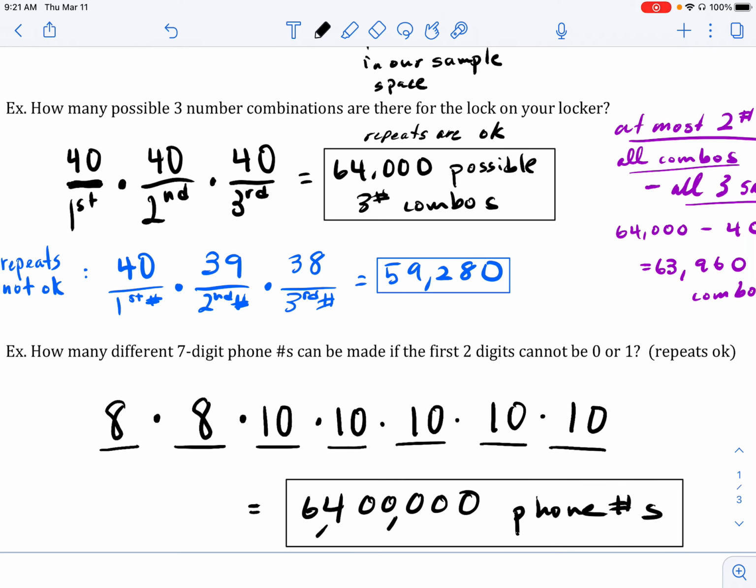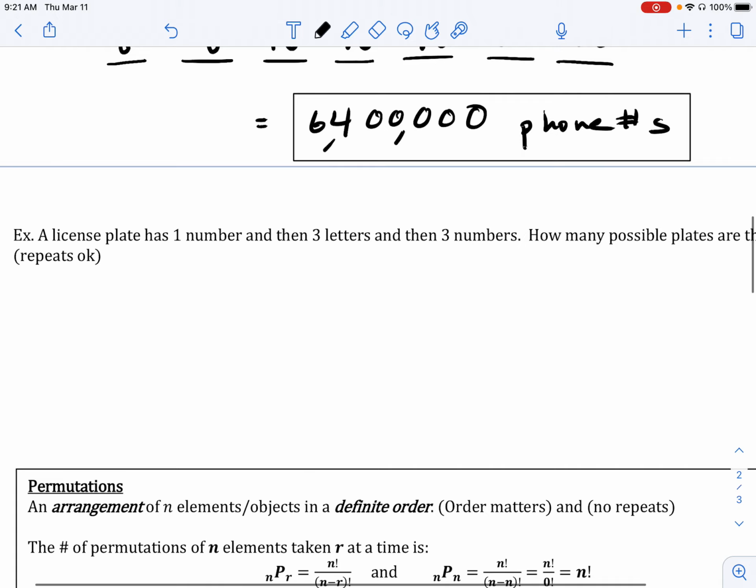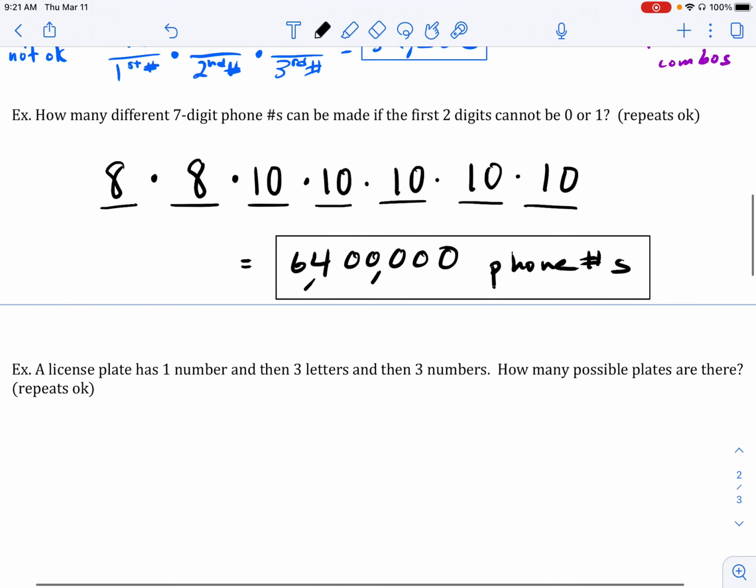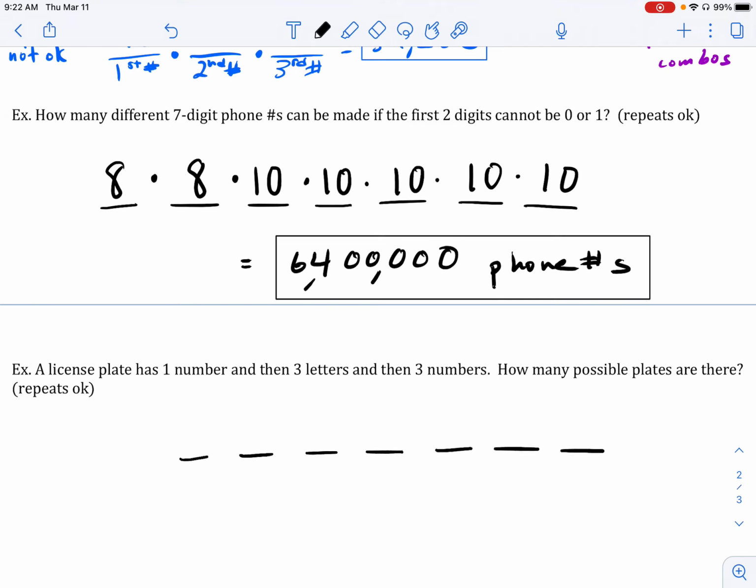Okay, let's try one more example before we start talking about permutations. Let's look at a license plate, and it has one number and then 3 letters and then 3 numbers. This is typically how it's done in the state of California, if I'm not mistaken. We're going to have a total of 7 spots, so let me write those out. In the first spot, you can have one number. Then in the next 3 spots, you have to use 3 letters. And then in the final 3 spots, you've got to have 3 numbers. And repeats are okay here. So pause this video and go ahead and try this problem on your own first.